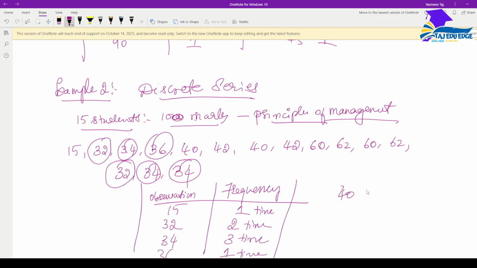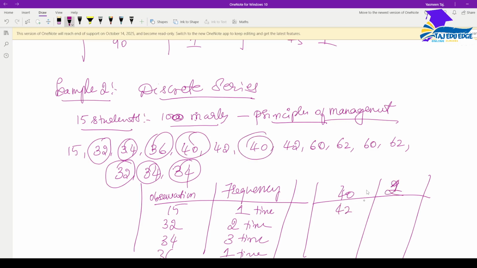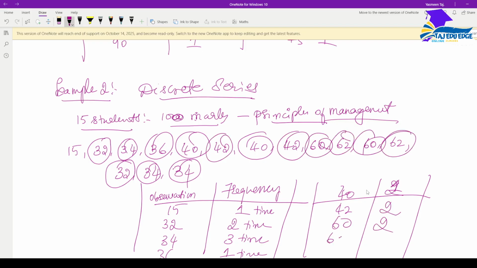Next 40 we have. I will continue here beside this, because if I go down you may get confused. So 40 we have one time, 40 we have two times. See here, two times we have, not one time. 42 we have two times again. 60 we have two times again. Next 62 we have two times. So here we can see the observations and frequency. This is what we call a discrete series.